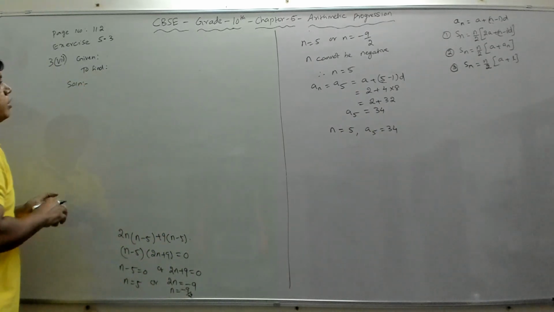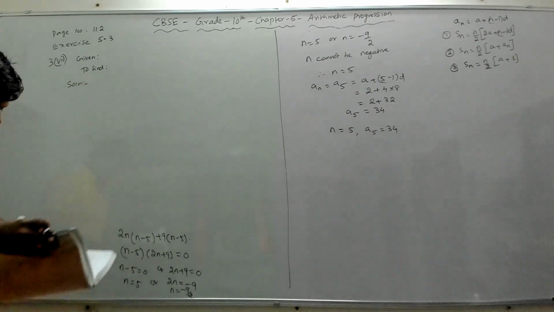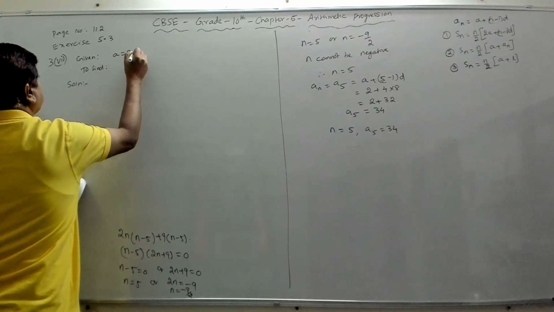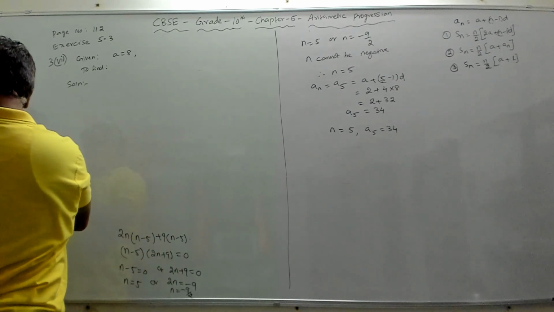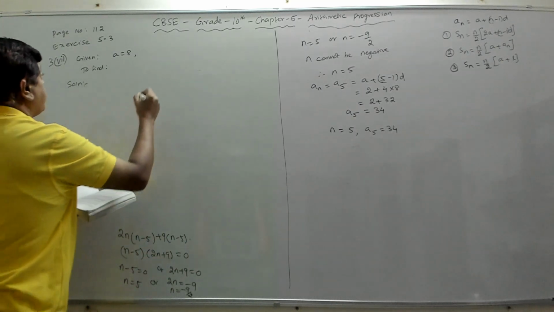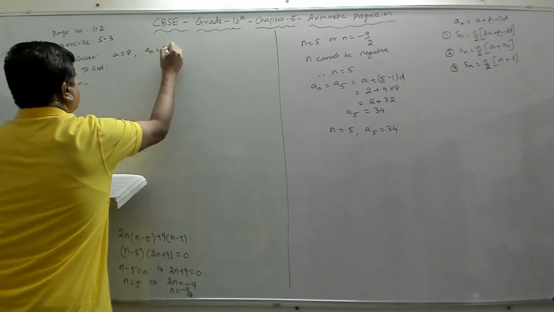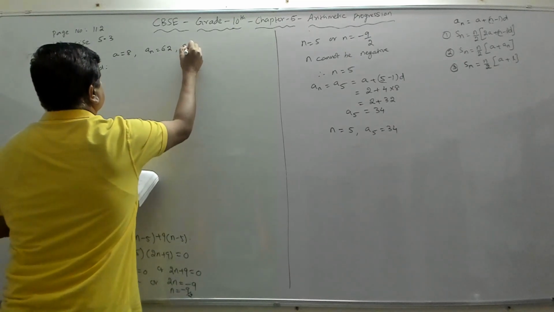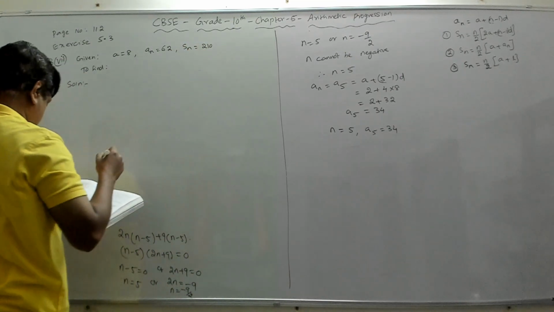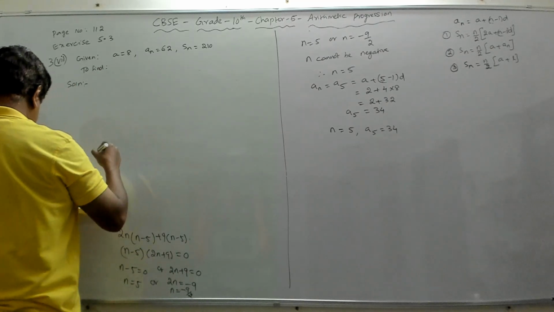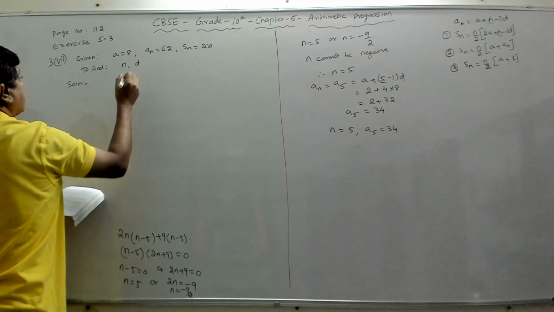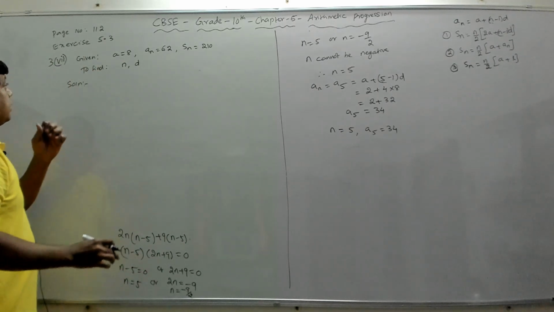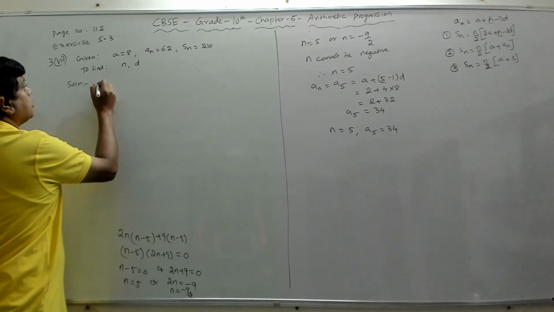Now what is given? What we have to find? Seventh one: a is equal to 8, that is given. And an is equal to 62, that is also given. And Sn is equal to 210. And we have to find n and d. n is the number of terms, and d. Right?